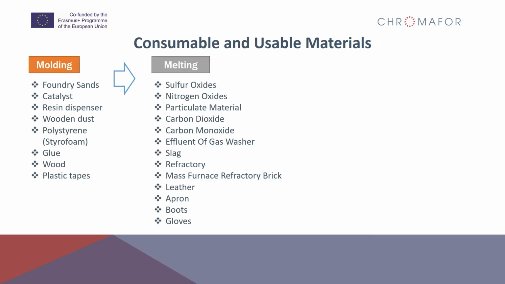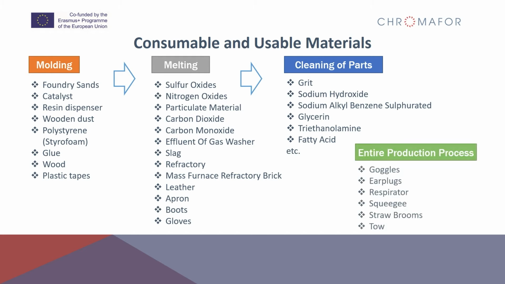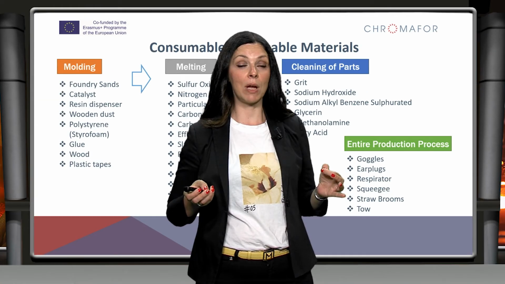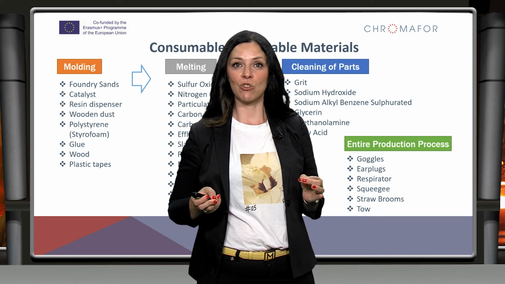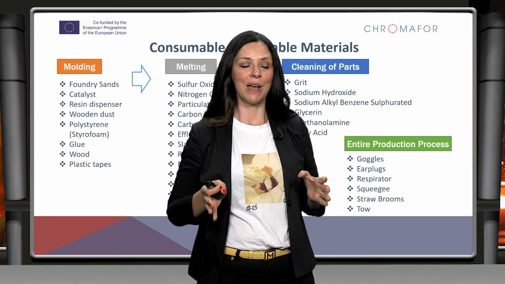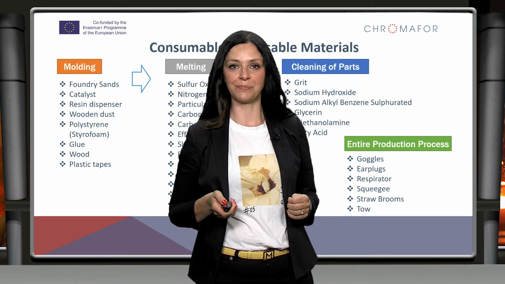Here you can find some steps about the flows that characterize the metal sector: molding, melting, cleaning of parts, entire production process. In this way, you can identify consumable and usable material. This is a very crucial point because in this way you can understand the way in which a company should move towards circular economy and which are the best ways to transform the production system from a linear to a circular economy approach.